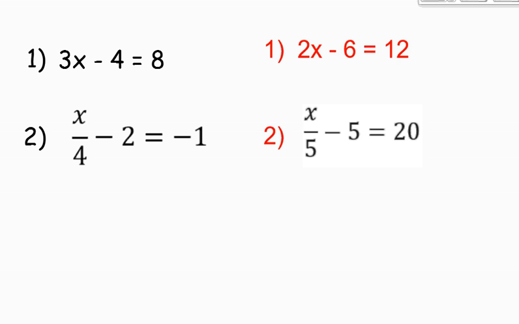Here's the answers for that. Oh, that's not the answers. Okay, so never mind, just go ahead and add those to your notes.